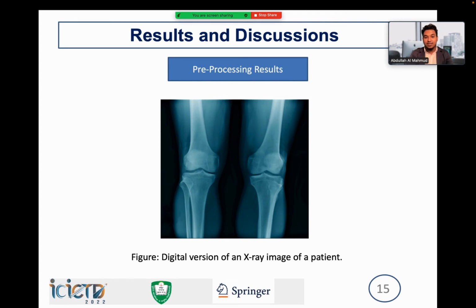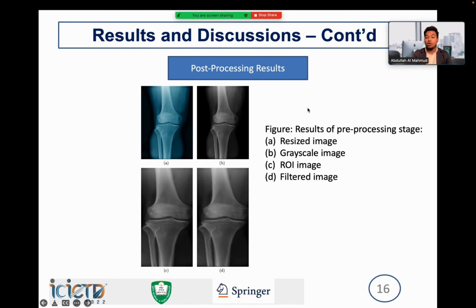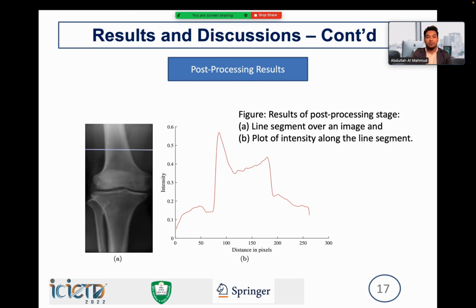Results and discussion. Well, this is just a digital X-ray image. Post-processing: we have resized the image, converted it to a grayscale image, segmented the image to find the ROI, and then done the filtering approach to get it into the next phase. Post-processing results: after using the imProfile function, a MATLAB built-in function, we generate this curve, this intensity profile graph.